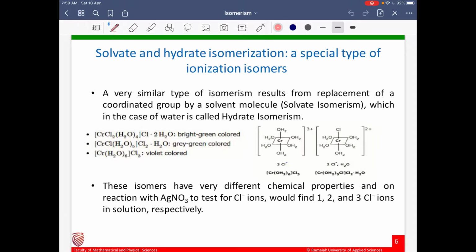Solvate and hydrate isomerization is a special type of ionization isomerism. A very similar type of isomerism results from replacement of a coordinated group by a solvent molecule. Then we call this type of isomerism solvate isomerism, which, if water is the solvent, we call hydrate isomerism. Three compounds are given. The formulas are given here.